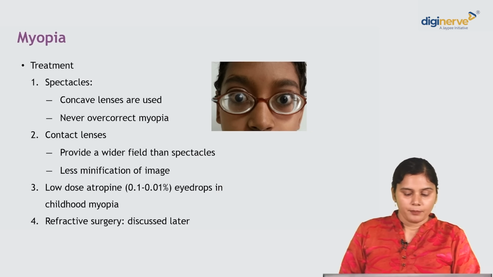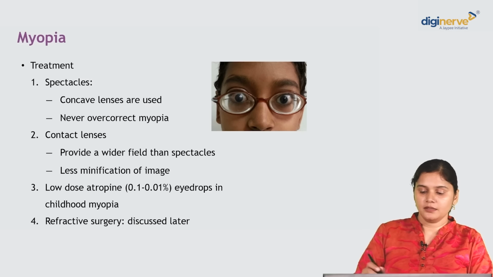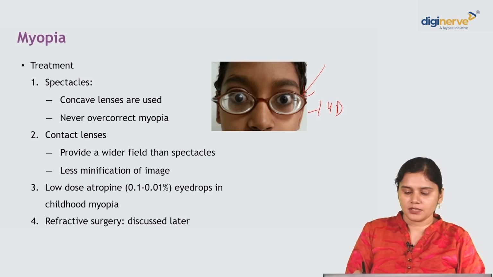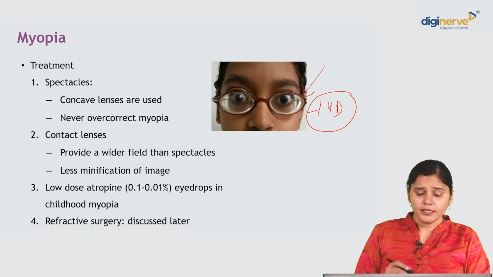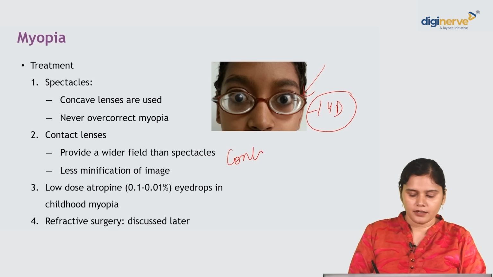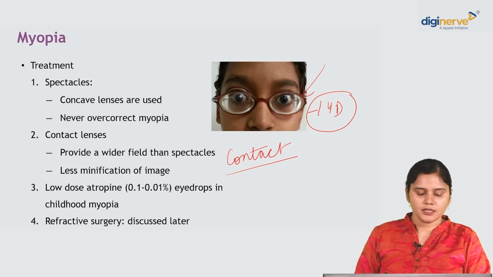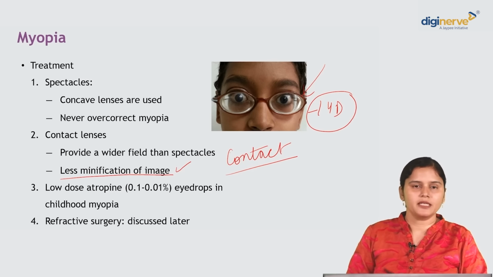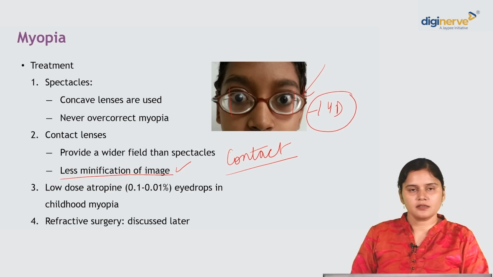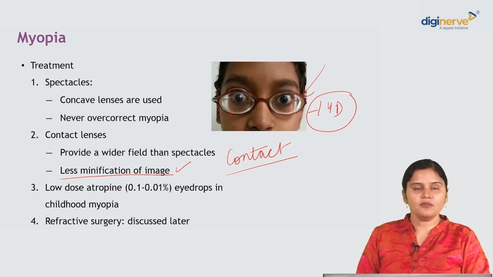Contact lenses are better in myopia because, see, in this child there are very thick glasses that he is using, around -14 diopters, and in these cases of very high myopia, contact lenses are a very good option for us, because minus glasses usually minify the images. You can see that the side of the child's face is visible through the glasses. So the minus glasses usually minify the image. Minification of image is not seen in contact lenses.